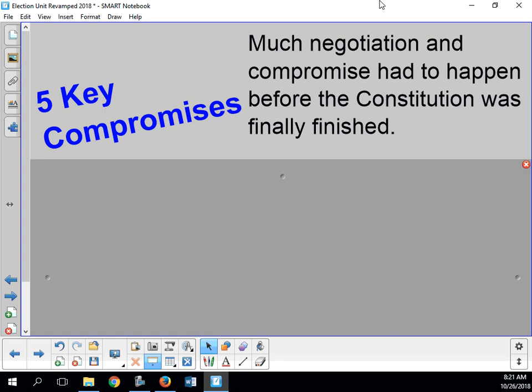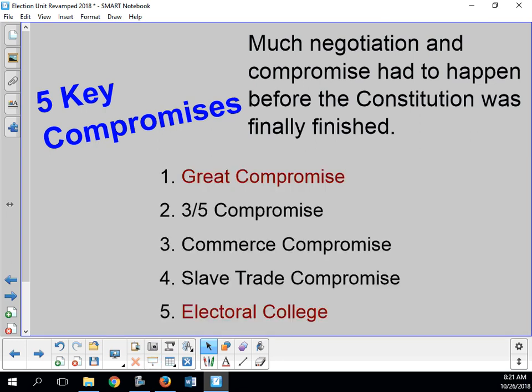Okay, so we're going to look at these 5. So much negotiating and compromise had to take place before the Constitution was finally finished. So these 5, and I want you to note these, we are going to talk about all of them to a small degree. I just want you to be aware that these existed. The ones in red are the 2 that we're going to talk about during this particular unit.